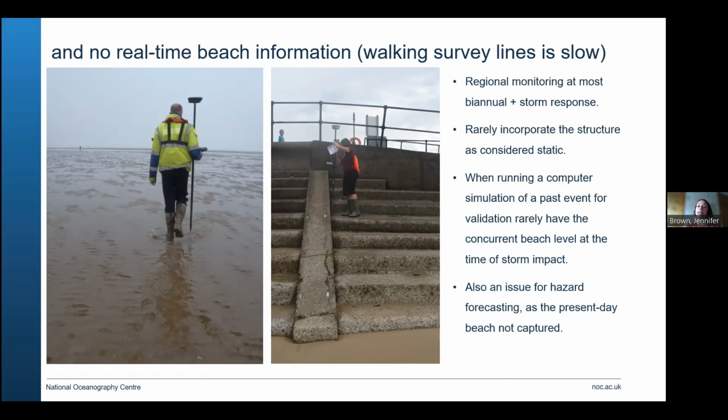Normally local councils collect a beach level at the end of summer before the winter storms come, and also at the end of winter, so they know the response that's happened that winter. Occasionally, when a large storm occurs, they also go out and get a post-storm profile so they can understand the beach levels. But without a good detailed understanding of the beach level, it's very hard to predict how the waves travel across the beach before they impact a structure. And this can also introduce uncertainty in the predictions.